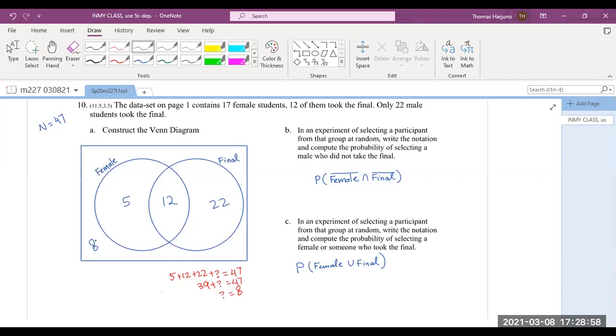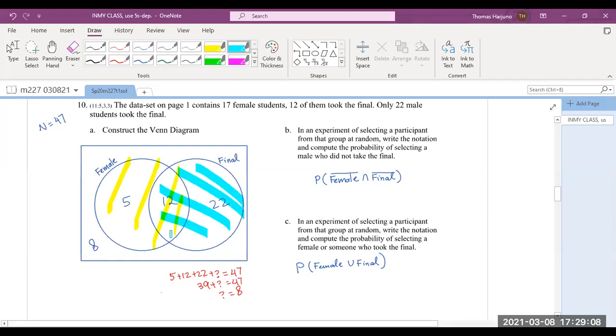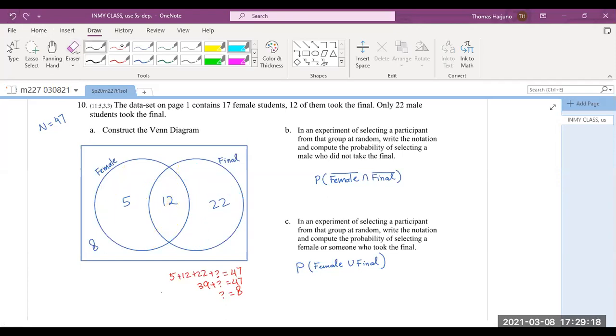Or any other gender? Okay, outside of female, right? So it must be male, and outside of final also. So they are not taking final. So that 8 represents the number of not female, not taking final. Okay, which happens to be what we need for part B. Right? Not female and not taking final. There are 8 of them out of 47. Of 47 people, 8 of them male, not taking final.